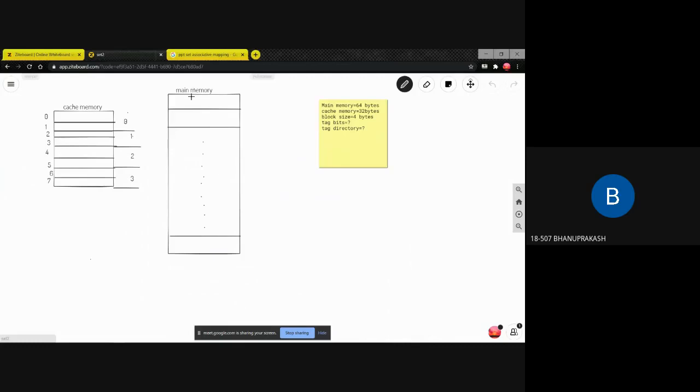The main memory consists of blocks, let me take 0, 1, and so on, and there is a cache memory. Let's read the question. We have main memory equal to 64 bytes, cache memory equal to 32 bytes, block size equal to 4 bytes. We should find the tag bits and tag directory. Let us draw it first.